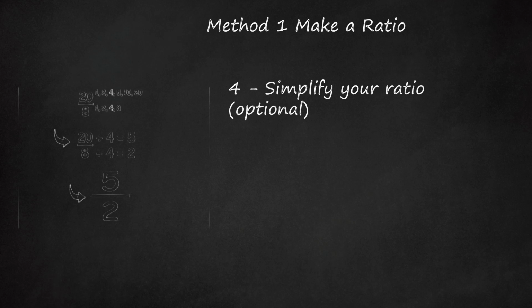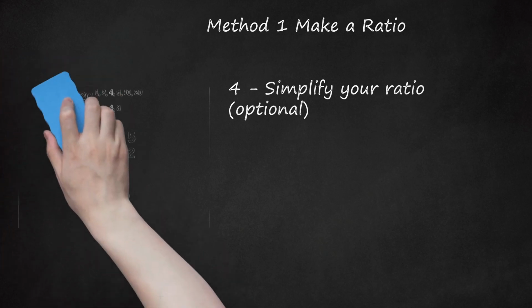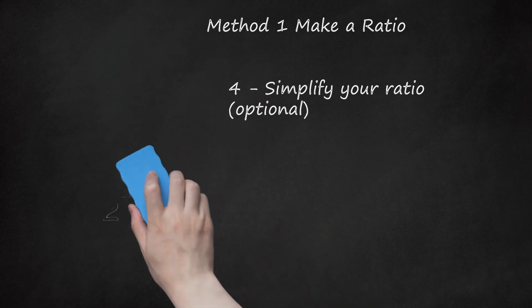Here's how you do it. 20: 1, 2, 4, 5, 10, 20. 8: 1, 2, 4, 8. 4 is the GCF of 20 and 8, it's the largest number that evenly divides into both numbers. To get your simplified ratio, simply divide both numbers by 4. 20 divided by 4 equals 5. 8 divided by 4 equals 2. Your new ratio is 5 g flour to 2 g sugar.